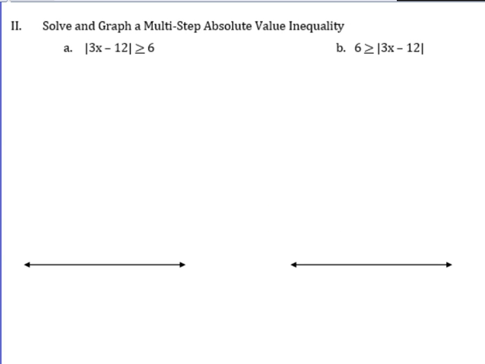Okay, here we have multi-step absolute values. So the same thing that we did when we did equations, I'm going to set up my two equations. So I have 3x minus 12 is greater than or equal to 6. And then flip it the other way: 3x minus 12, and now I have to say is less than or equal to negative 6. And then we solve this just like a normal inequality.